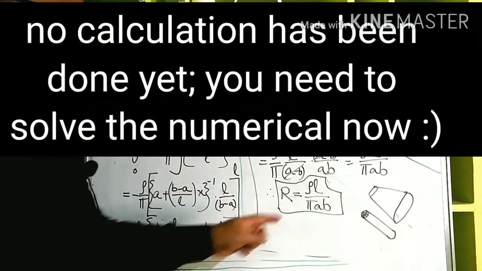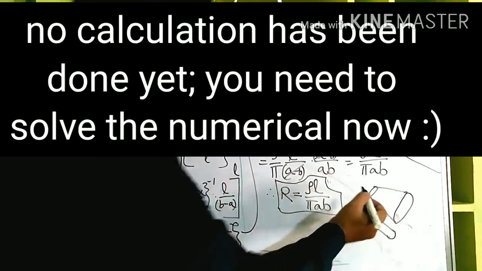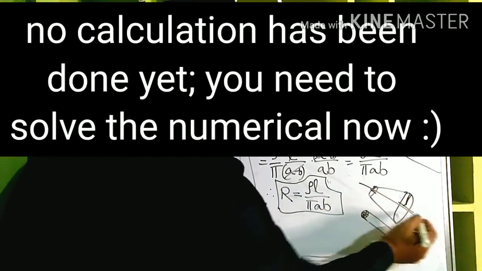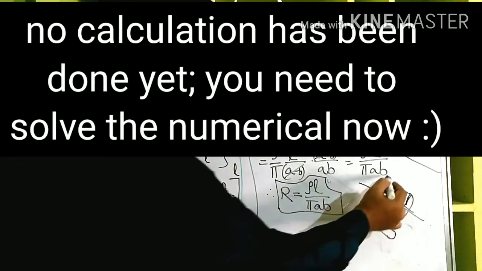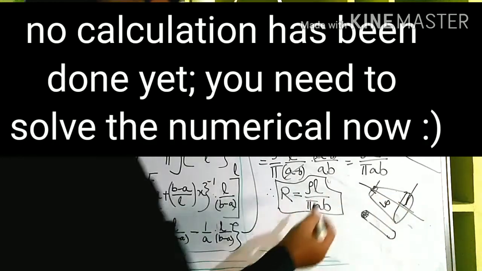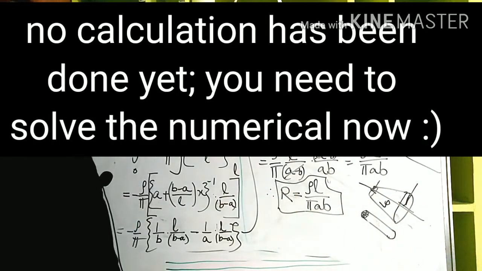Now the question can be anything. In a question, if A, the radius here, is given, and B here is given, then we can put them in, and if the length of the truncated cone is given and the specific resistance of the material is given, then we can calculate the resistance, right?